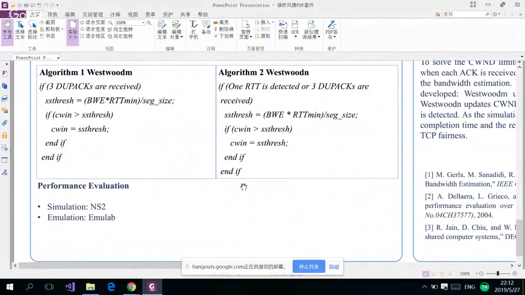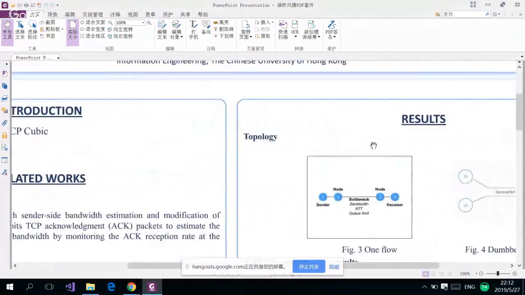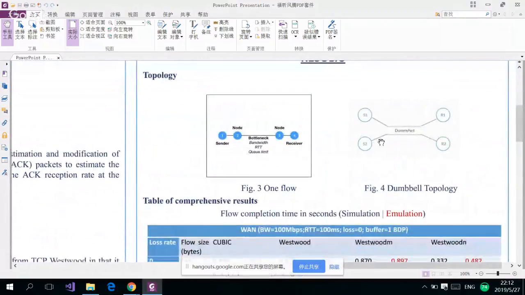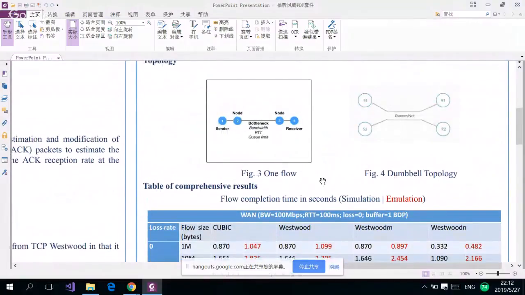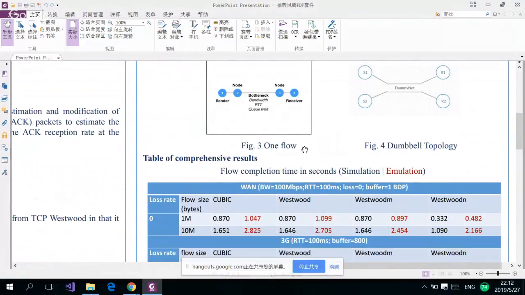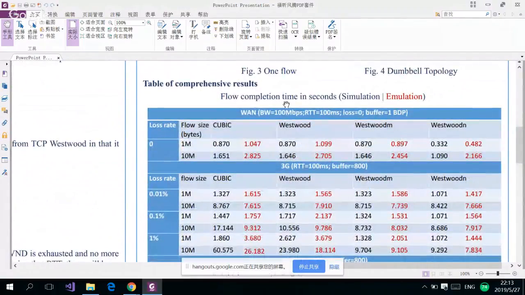The performance evaluation uses NS2 to do simulation and Emulab to do emulation. As for the results, the topology includes one flow figure and dumbbell topology. The parameters of the bottleneck, including bandwidth, RTT and queue limit, have been set up to simulate different network types. Here are the flow completion time results. The black columns are simulation results and the red columns are emulation results.